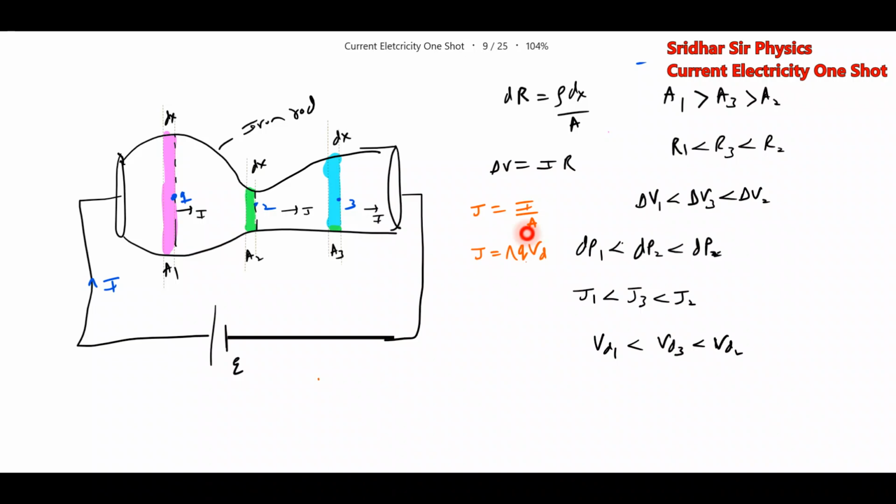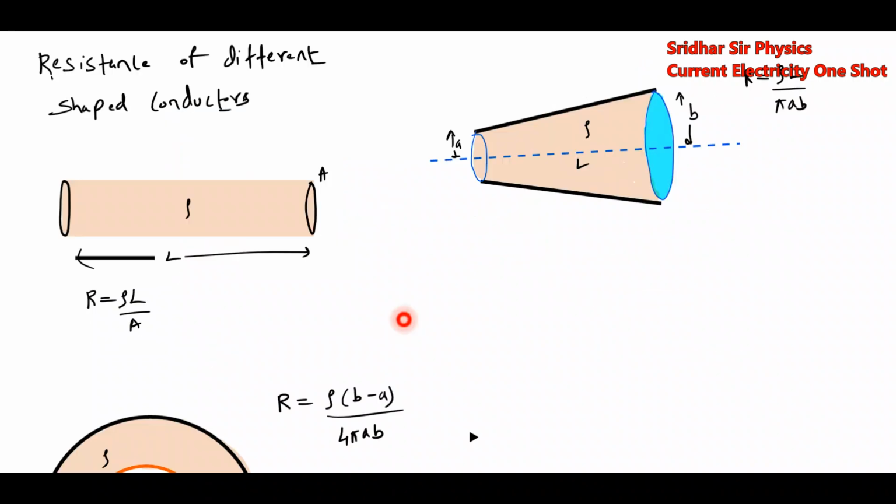Okay, now we'll take the next idea: the resistance of different shape conductors. If a cylindrical rod is there, then what is the resistance? Resistance is given by this particular formula: R equals rho L by A, where L is the length, A is the area of cross section, and the current I flows normal to the area.